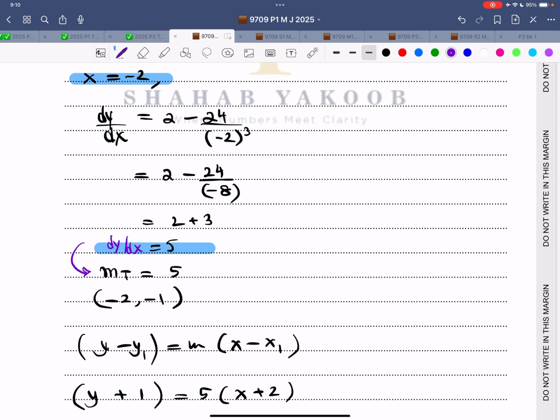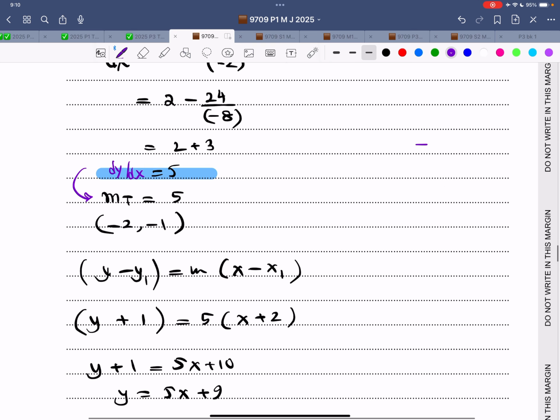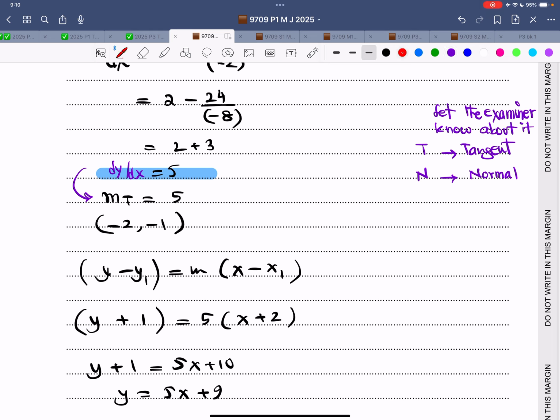Now we know that dy by dx is gradient of tangent. So if I use t, that is for tangent, but since you people are used to it, that's why I'm assuming it. Do not assume in the exam. You can use symbol t for tangent, m for normal, but first let the examiner know about it. So make sure that you take examiner in full confidence. So let the examiner know about it. Keep that in mind.